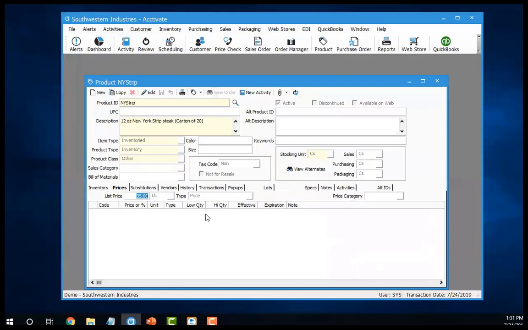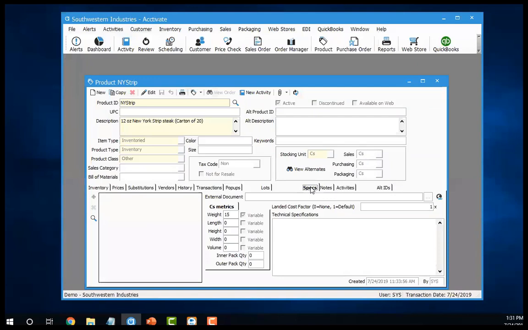But because we've defined the relationship between case and pound in Configuration Manager, all we have to do now is define the relationship for this specific product. So on the specs tab, I can specify that there are 15 pounds in every case of this product. So that's required. You'd have to set that in order to use catch weight pricing. And so let's see how that looks when we actually add it to a sales order.